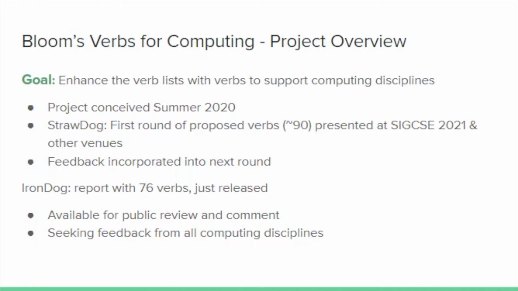This project was conceived in summer 2020, and the straw dog, the first draft of proposed verbs, around 90 of them, was presented at last year's SIGCSE as well as various other venues. There was a survey, we got a lot of feedback, and this feedback was incorporated into the next round, which is now available, called the Iron Dog draft.